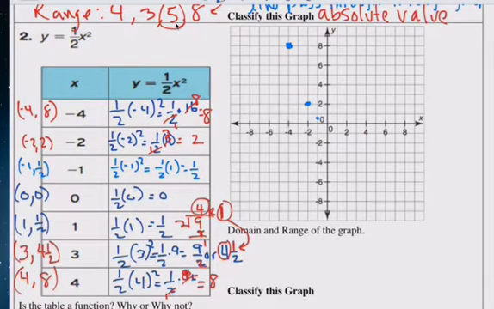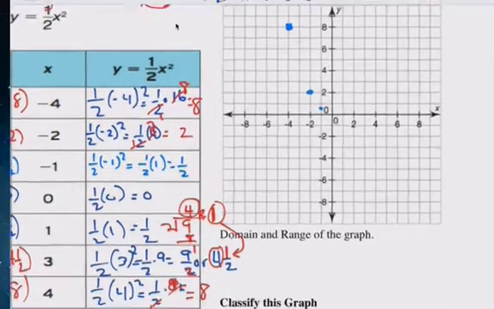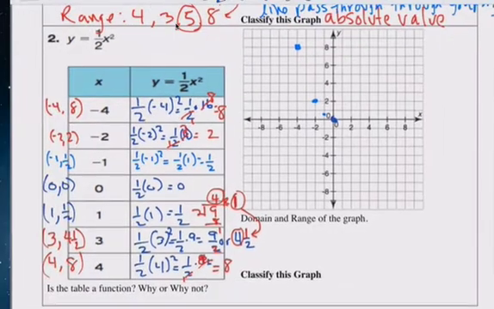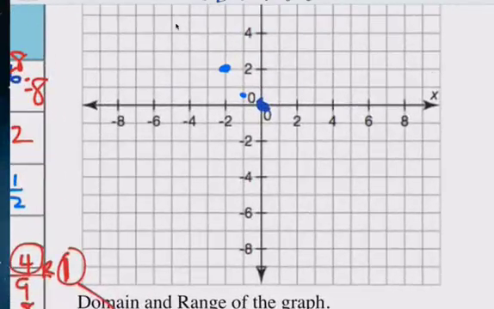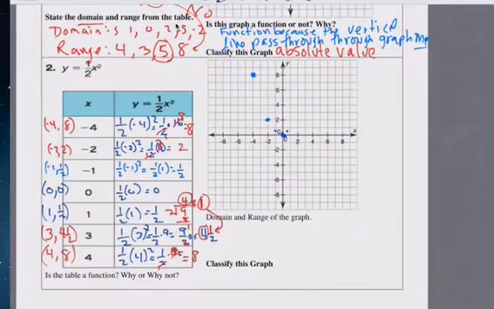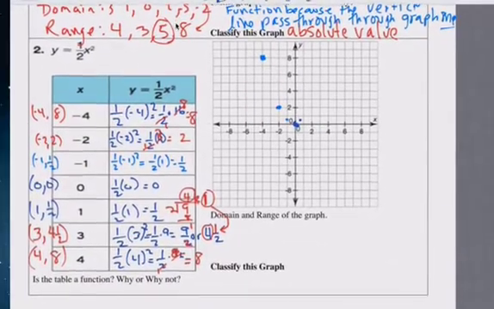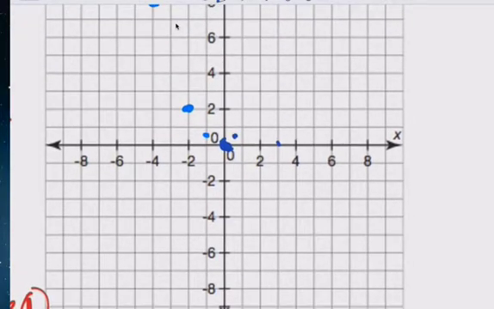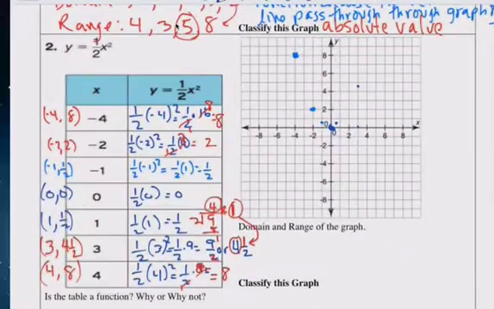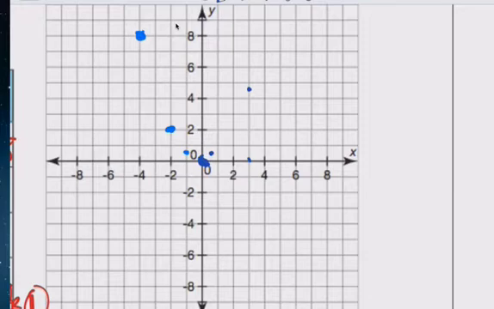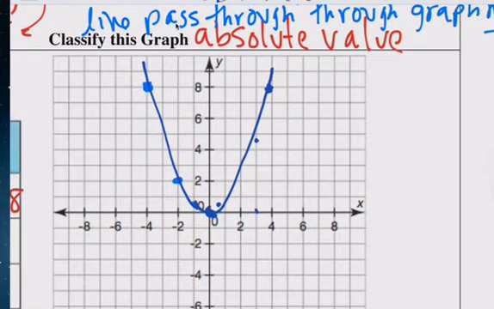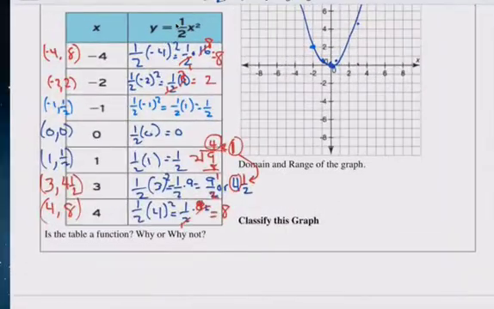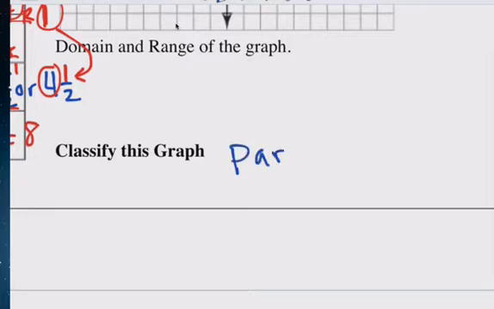Helps to know. 0, 0. Right there. 1 and a half. 3 and 4 and a half. 4 and 8. Draw that graph. We call this shape a parabola. Okay, classify this graph. It's called a parabola.